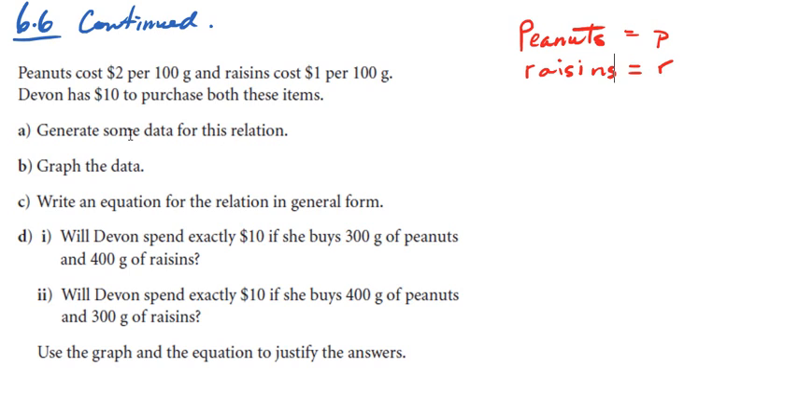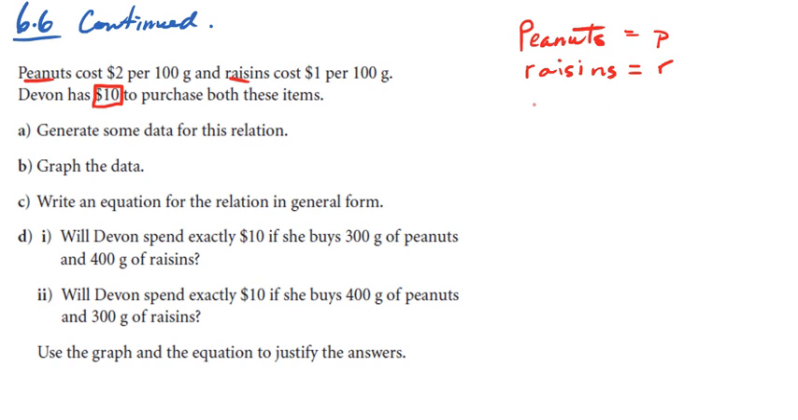Now, generating data for this relation doesn't have to be very complicated or very scary, but when you think about the question: Devin has a certain amount of money to buy peanuts and raisins. So how many grams of peanuts could he buy, and how many grams of raisins could he buy? There are different combinations that he could spend a full $10 on.